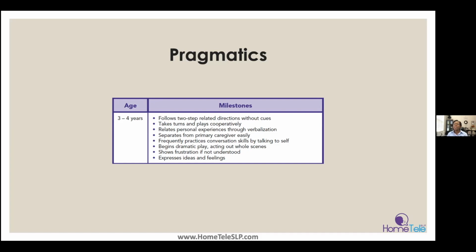But if this is something that's very, very regular, this is something to watch out for in terms of social skills. Frequently practicing conversational skills by self-talking, or maybe during play, talking to self. They're building a bridge, or they're building blocks, or they're playing with their figurines or their Legos, and they're just having scripted conversation with the characters. That is an emerging skill.